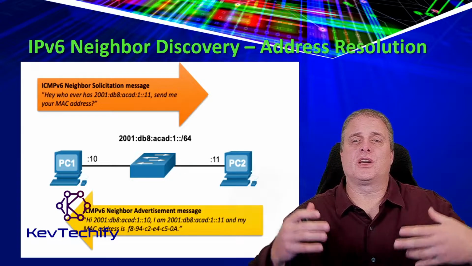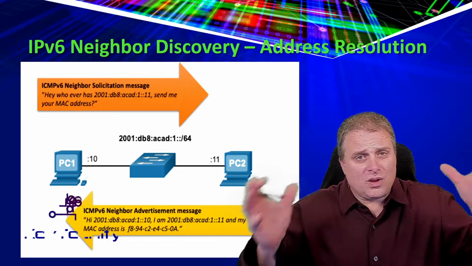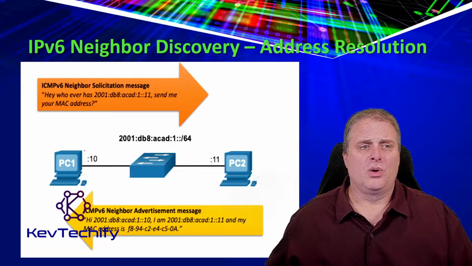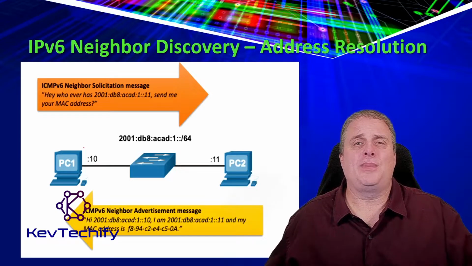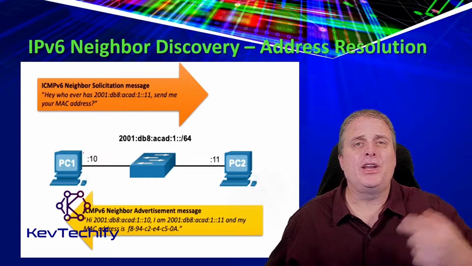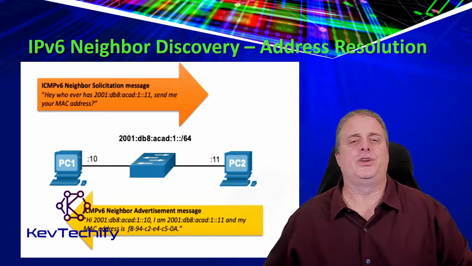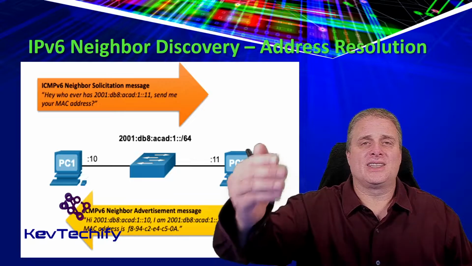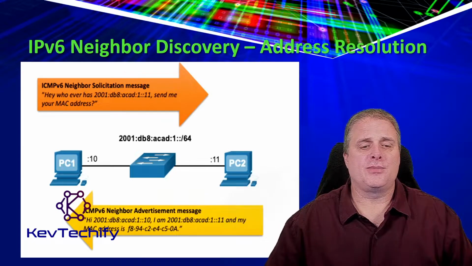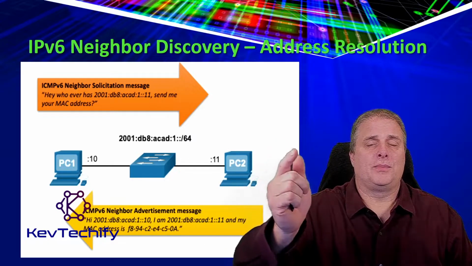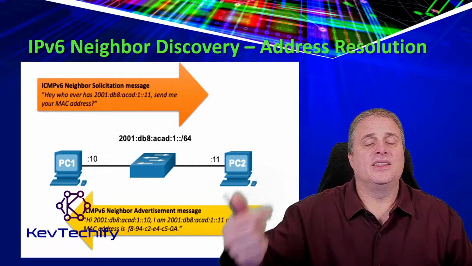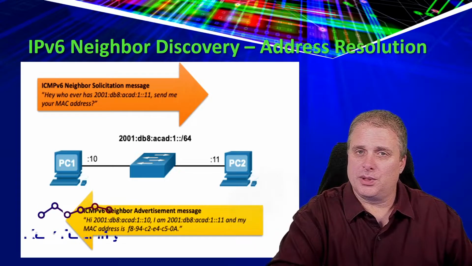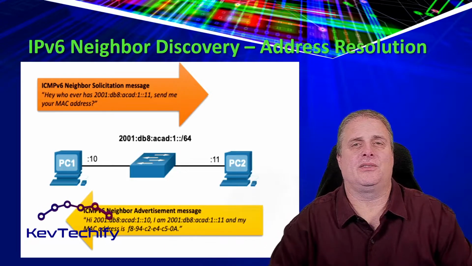IP version 6 neighbor discovery address resolution. The overall concept here is PC1 wants to know whoever has this IP version 6 address, send me your MAC address so I can get this frame delivered to you. It's a broadcast that goes out to everybody on my network. Hopefully the device that has that IP version 6 address replies back and says, hey, PC1, this is PC2, and this is my MAC address. Once PC1 gets that, we can finish building the frame and sending that data to the network interface.